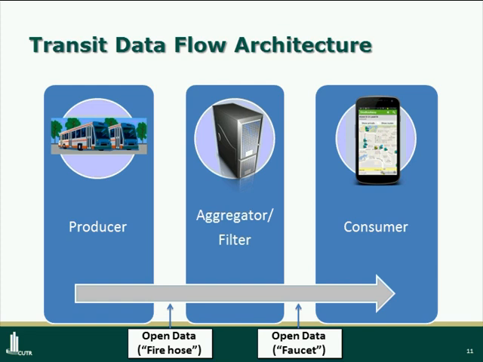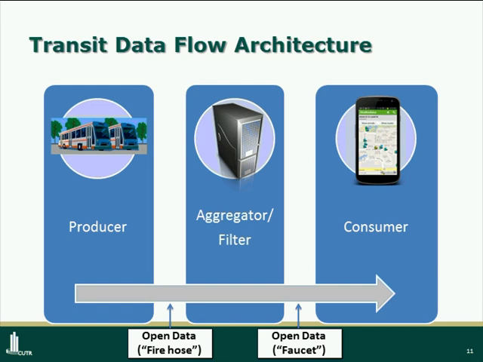So now we're going to look at the data flow architecture within a transit information system. Most transit information systems will fit these general categories, and who owns these general categories can change, but you can typically divide a transit information system from end to end with these three categories. The three categories are producer, and then in the middle we have an aggregator or filter, and on the right-hand side we have a consumer.